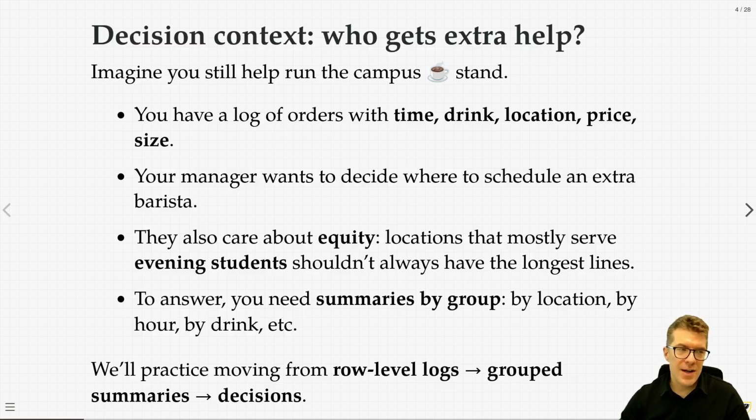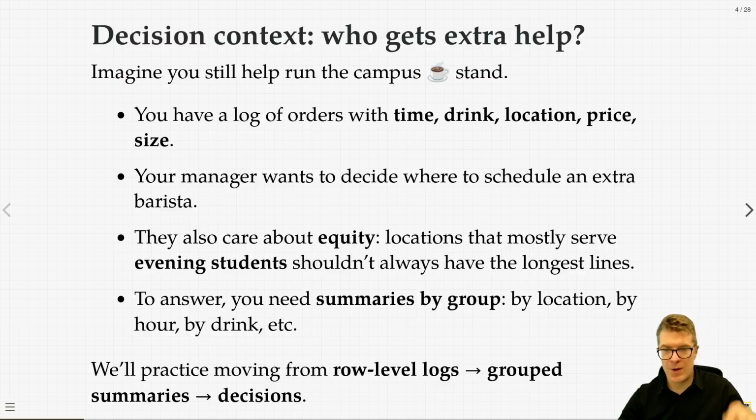So the decision context, or the scenario, is we're going to be returning to our campus coffee stand, and we'll be helping to run it and run the data science for it. So we have a log of orders that measures the time of an order, the drink that's ordered, location. You might have a couple of locations actually across campus. The price, the size, maybe some other information too. Your manager, or maybe yourself if you're the manager, wants to decide where to schedule an extra barista, right?